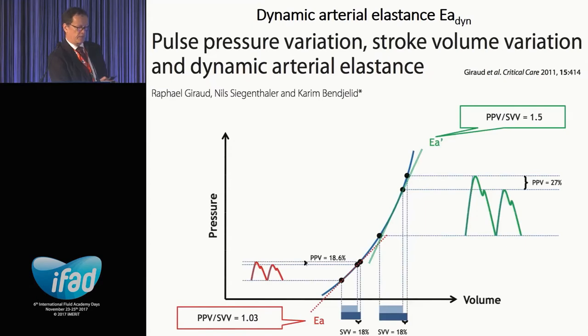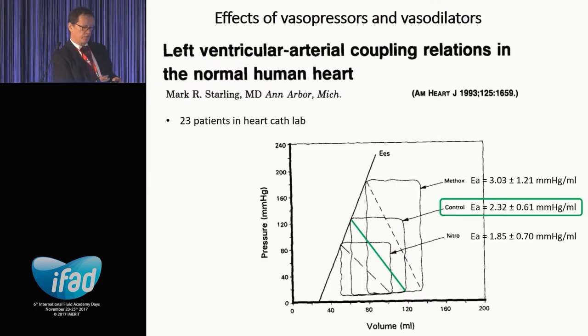And this is a pulse pressure curve, which is curvilinear. And here you see for the same stroke volume variation, if you're on this part of the curve, for the same stroke volume variation of 18%, the pulse pressure variation is also 18% at this part. But if you go to this stiffer part, let's say, then for the same stroke volume variation, now you get a pulse pressure variation of 27%. So the ratio of these two variables is increased to 1.5 from 1 in this case, just for the same stroke volume variation.